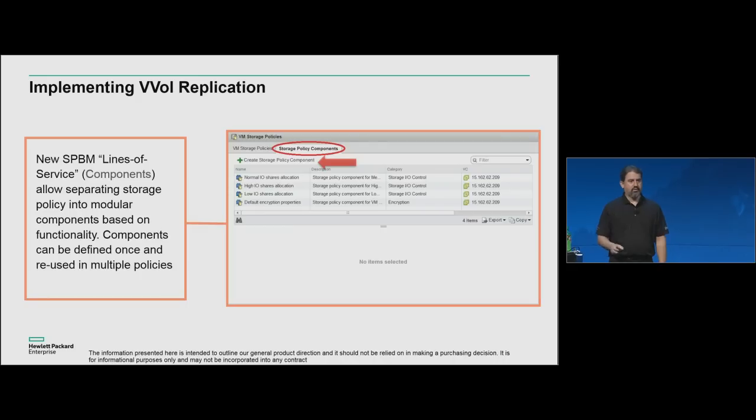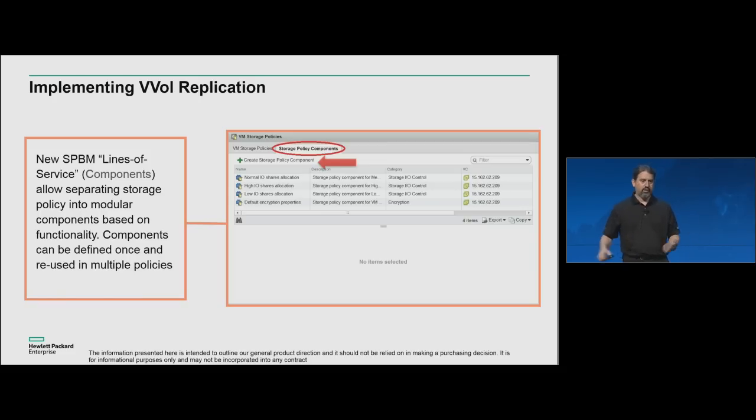So how are we implementing this? There's something new with storage policy-based management in the next release of vSphere called components. A component is essentially something I define once and reuse in multiple policies, so I don't have to go into every single policy and do this. I can build out components based on replication, then add them already predefined into policies.